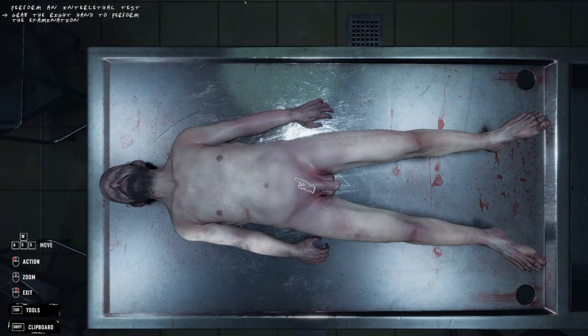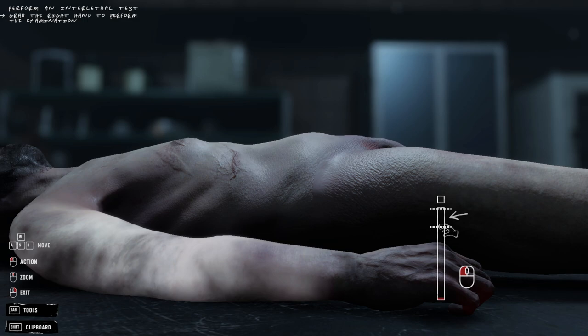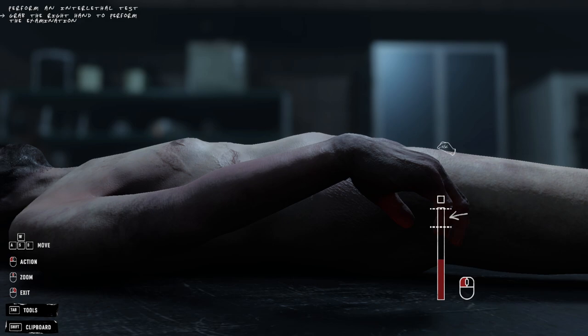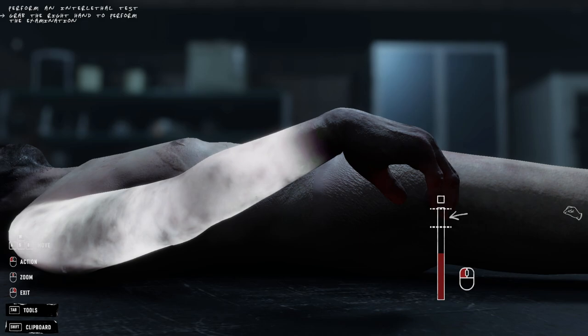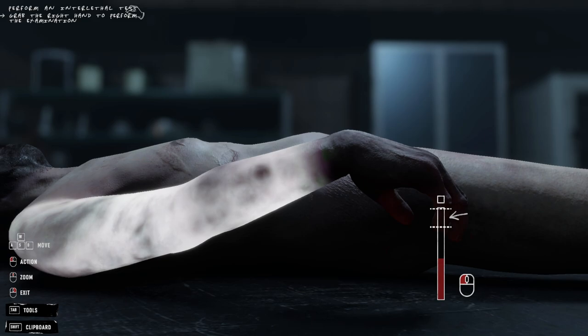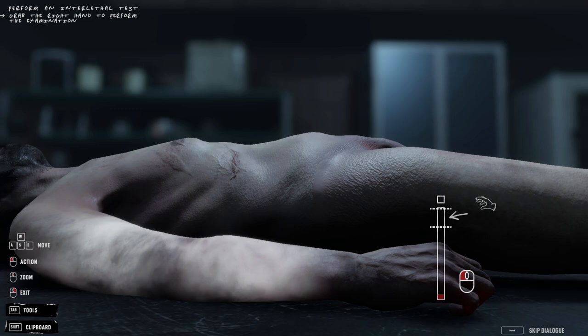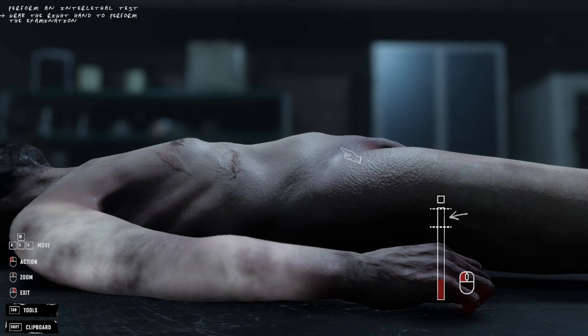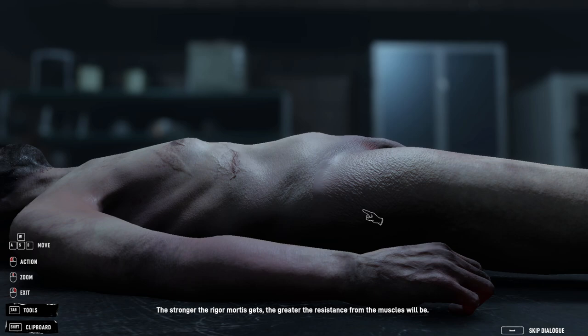Now let's check the level of muscle rigidity. That's too low. Then let go. The stronger the rigor mortis gets, the greater the resistance from the muscles will be. As you can see, the hand falls loose. The rigor mortis has already subsided. We can then assume that the time of death stated in the files is correct.